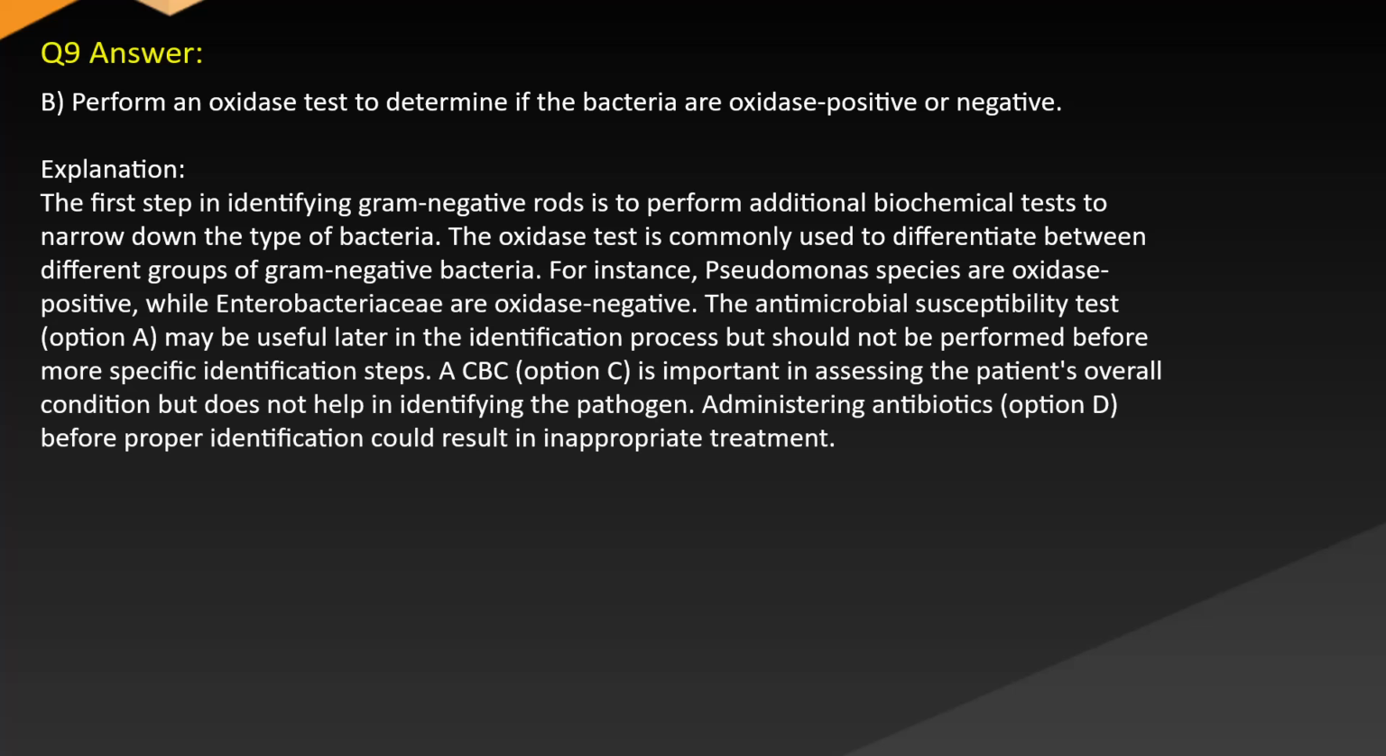The antimicrobial susceptibility test, option A, may be useful later in the identification process but should not be performed before more specific identification steps. Option C is important in assessing the patient's overall condition but does not help in identifying the pathogen. Administering antibiotics, option D, before proper identification could result in inappropriate treatment.